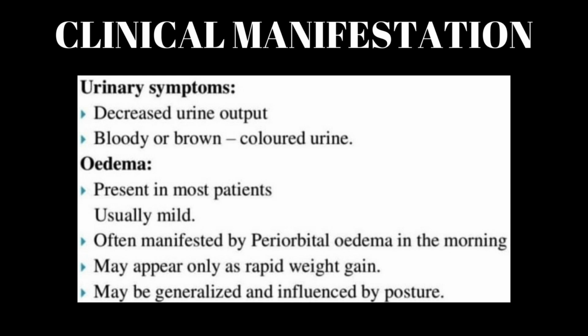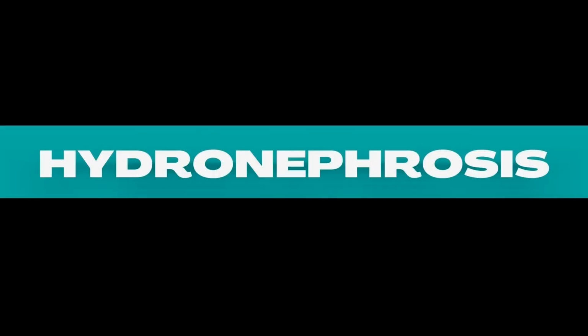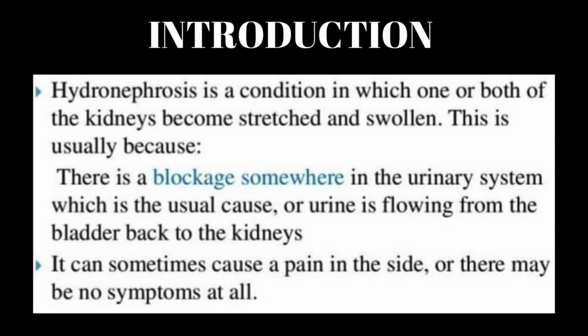After that, we will talk about hydronephrosis. First of all, we will talk about introduction of hydronephrosis. Hydronephrosis is a condition in which one or both of the kidneys become stretched and swollen. This is usually because there is a blockage somewhere in the urinary system, which is the usual cause, or urine flowing from the bladder back to the kidneys. It can sometimes cause a pain in the side or there may be no symptoms at all.